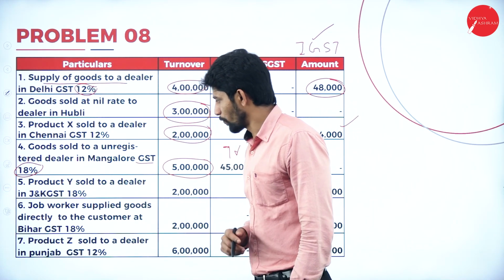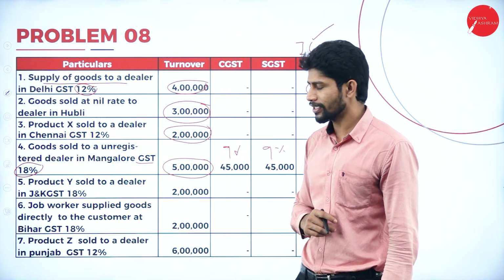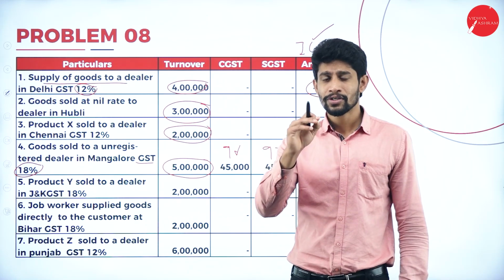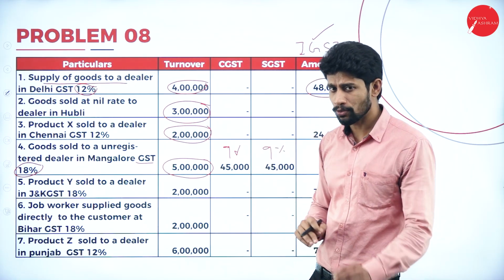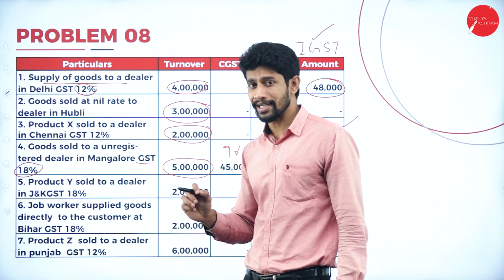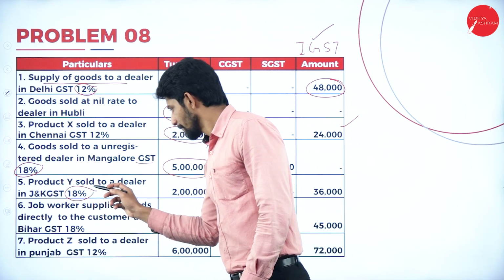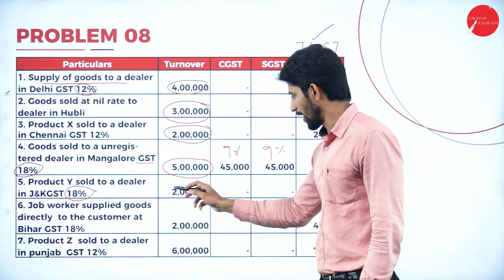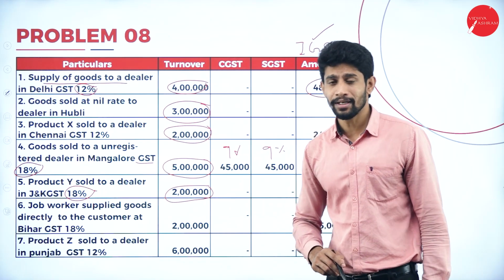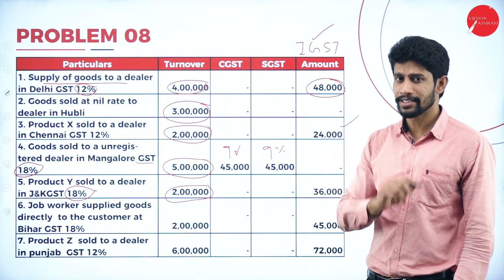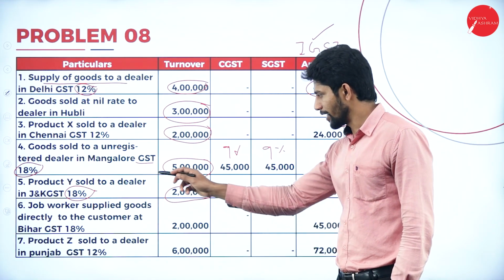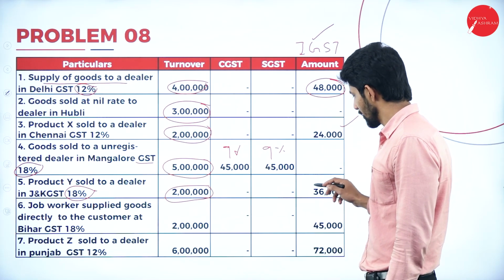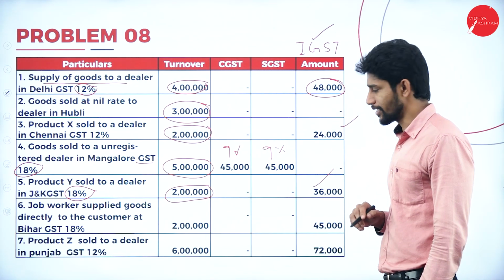Next, product Y sold to a dealer in Jammu and Kashmir, rupees 2 lakhs, GST 18%. So what tax is applicable? Yes, IGST is applicable. Compute 18% on 2 lakhs, you will get 36,000 IGST.